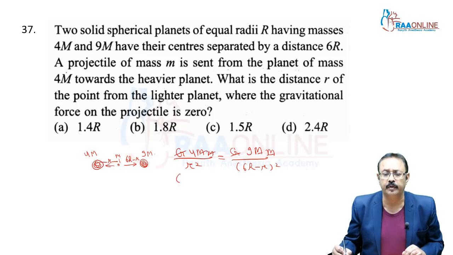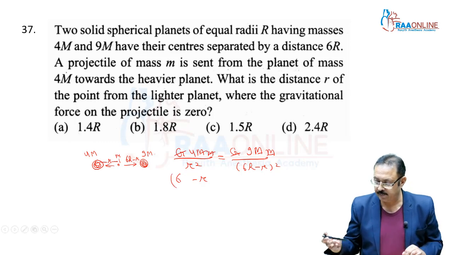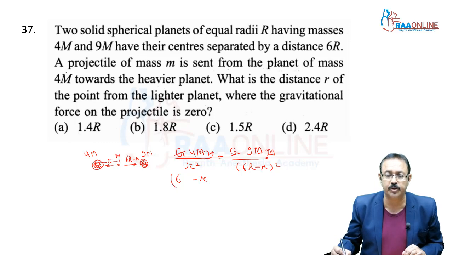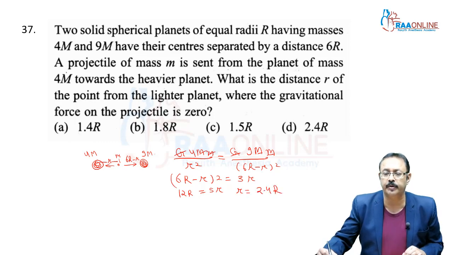Take the square root. So 6r minus r, take it on this side, and the square root of 4 is 2, the square root of 9 is 3, and the square root of r square is r. So it means 12r is equal to, take this 2r on that side, 5r. So r we get 2.4r. So we are going with option D.